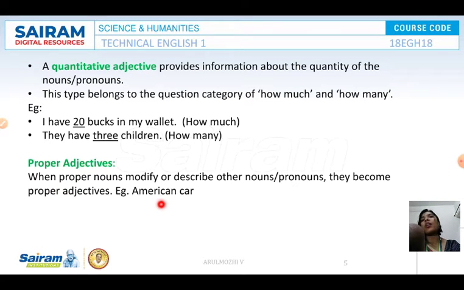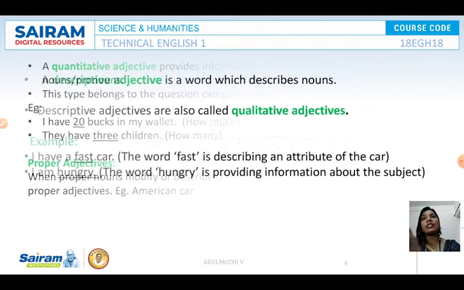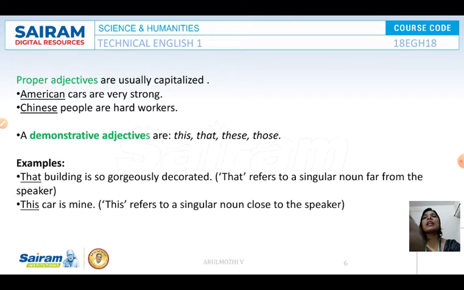Example, American car. America is a proper name of a country. When it describes the car, it becomes proper adjective. Here is another example: Chinese people. Chinese is a name of a country, and when Chinese describes people, the noun, it becomes proper adjective. The next adjective in the list is demonstrative adjective.